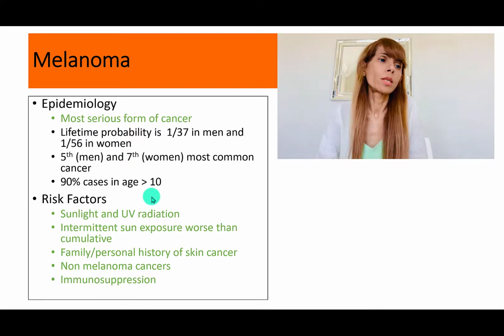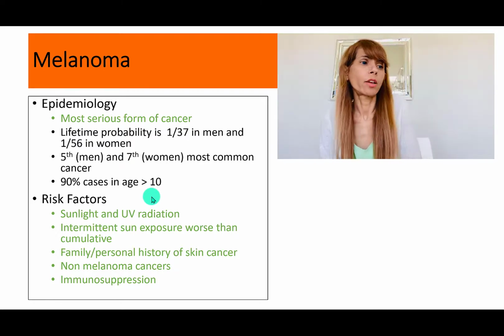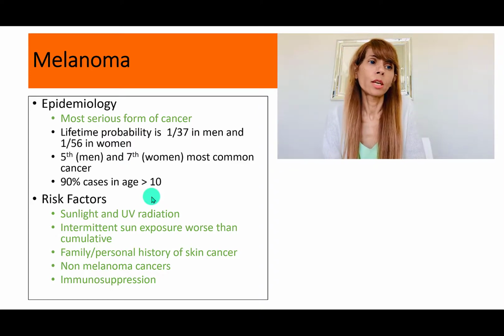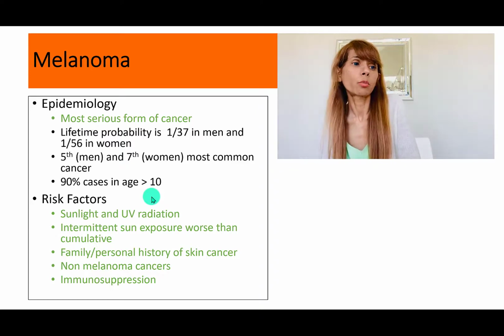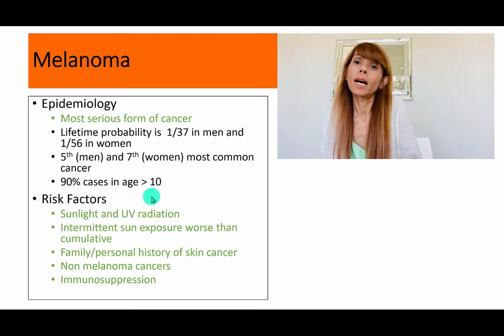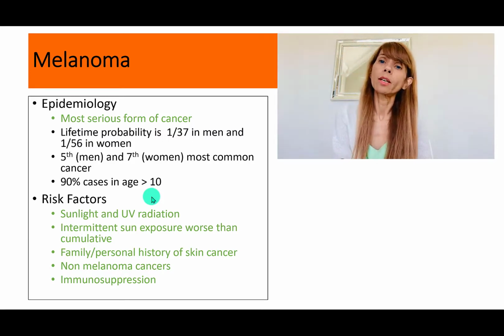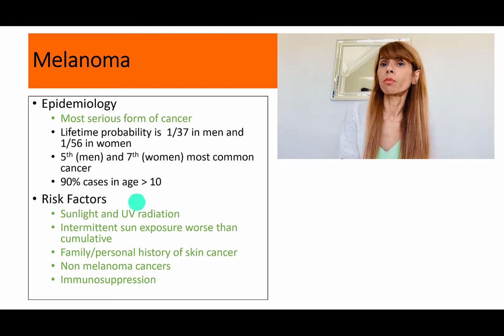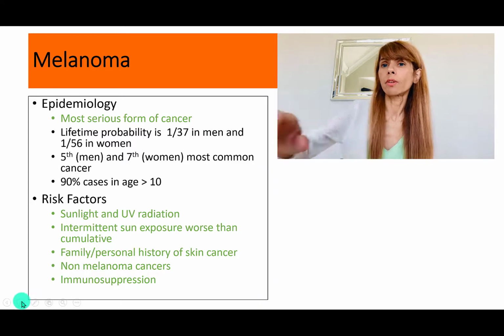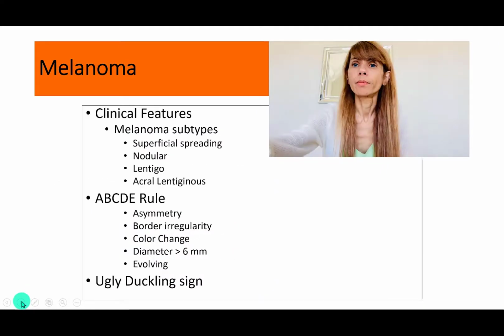The risk factors are going to be sunlight exposure, ultraviolet radiation, and intermittent sun exposure is worse than cumulative sun exposure. Then family history or genetic factors play a role. Other skin cancers which are non-melanotic will also raise the risk here, and then immunosuppression treatment will also increase the risk of cancer.